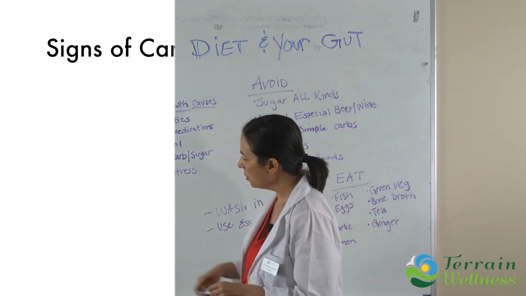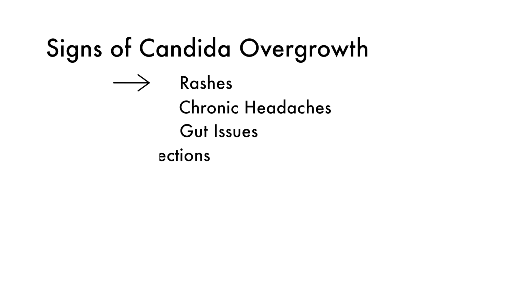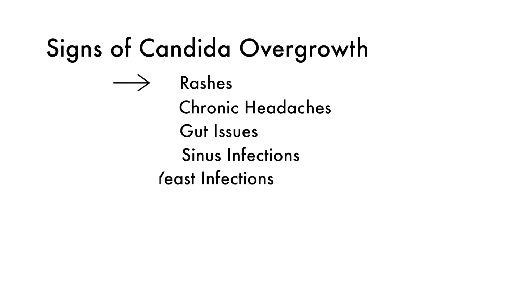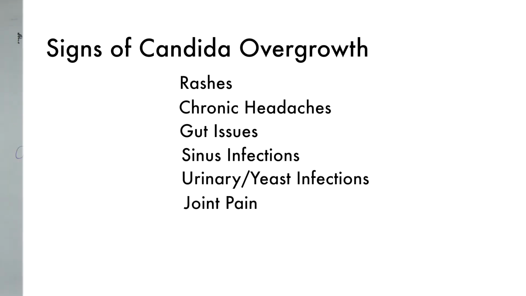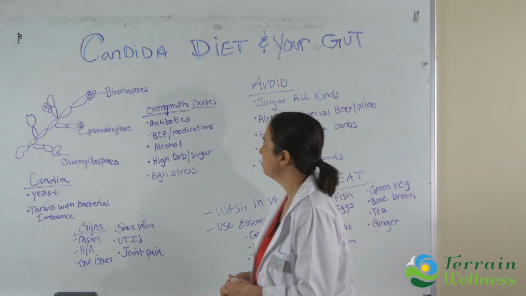All right, so what are some signs that you have Candida overgrowth? Well, rashes, they're usually pretty irritating. Headaches, chronic headaches, gut issues, sinus infections, urinary tract infections or yeast infections, joint pain. So those are some things that might come up. There's a bunch of other signs, but those are probably the most common ones.